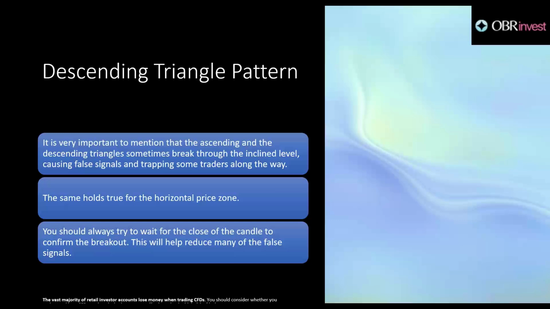Now, it's very important to mention that the ascending and descending triangles sometimes break through the incline level, causing false signals, trapping some traders along the way. The same holds true for horizontal price zones. You're always going to have false breakouts. So understanding what to do and how to evaluate the breakout when the price finally breaks out of that triangle, there's a lot more steps that you have to do to determine if it's a false breakout, a reliable breakout, whether you can make a trade or not make a trade.